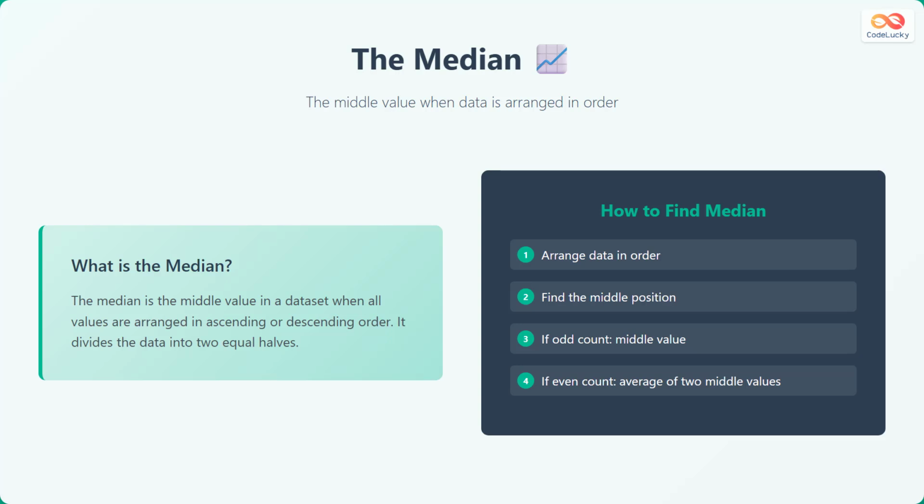Here are the steps to find the median. Step 1. Arrange the data in order, either from lowest to highest or highest to lowest. Step 2. Find the middle position in the ordered data. Step 3. If there is an odd count of data values, the median is the middle value. Step 4. If there is an even count of data values, the median is the average of the 2 middle values.